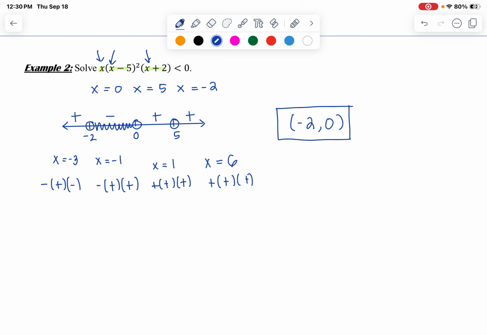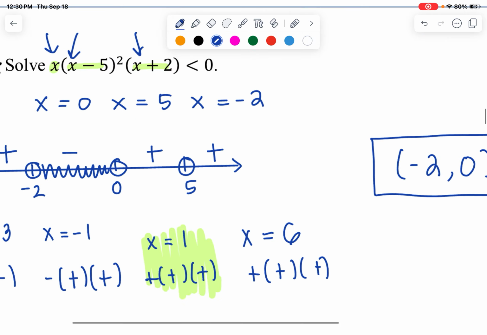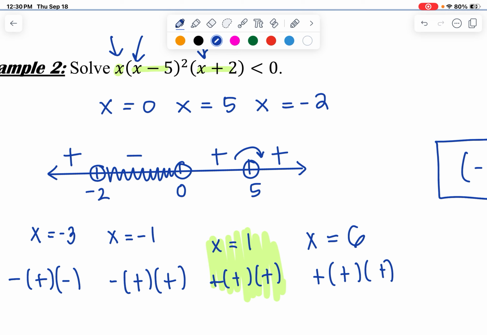Got it? Okay, now let's look at the shortcut way, okay? Just pick one of your values, okay? Let's say I picked x equals 1, okay? And then I wouldn't have to do that other work right there. And I would look to see what happens, okay? So I want to know what happens here. At 5, it has an even multiplicity, so I would keep the sign. Here at 0, it has an odd multiplicity, so I would change the sign. And at -2, it has an odd multiplicity, so I'd change the sign again.